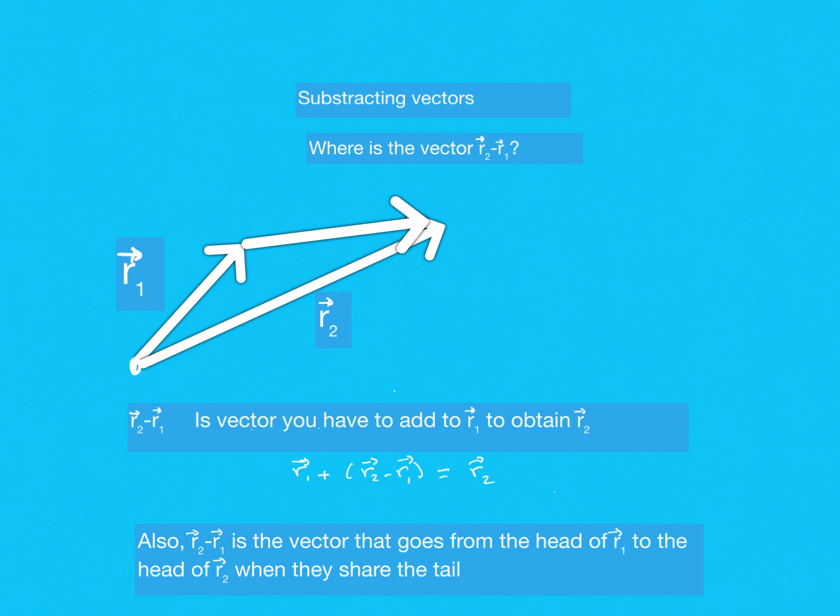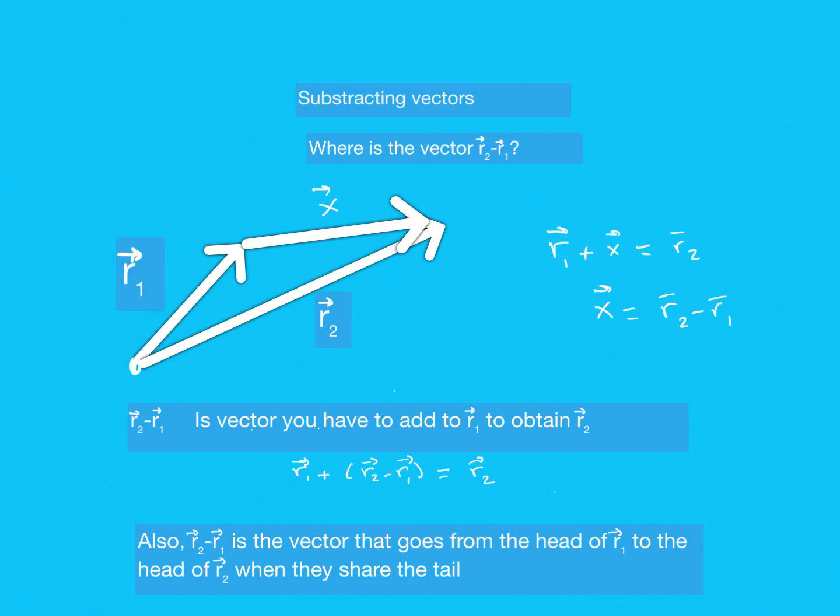So imagine that this is R1. This is an unknown vector, and this is R2. The difference, the subtraction of R2 minus R1, let's say I call this the vector X. I don't know who the vector X is. So I would write one equation according to what I have learned: R1 plus the vector X equals R2. So who is X? The vector X is R2 minus R1.